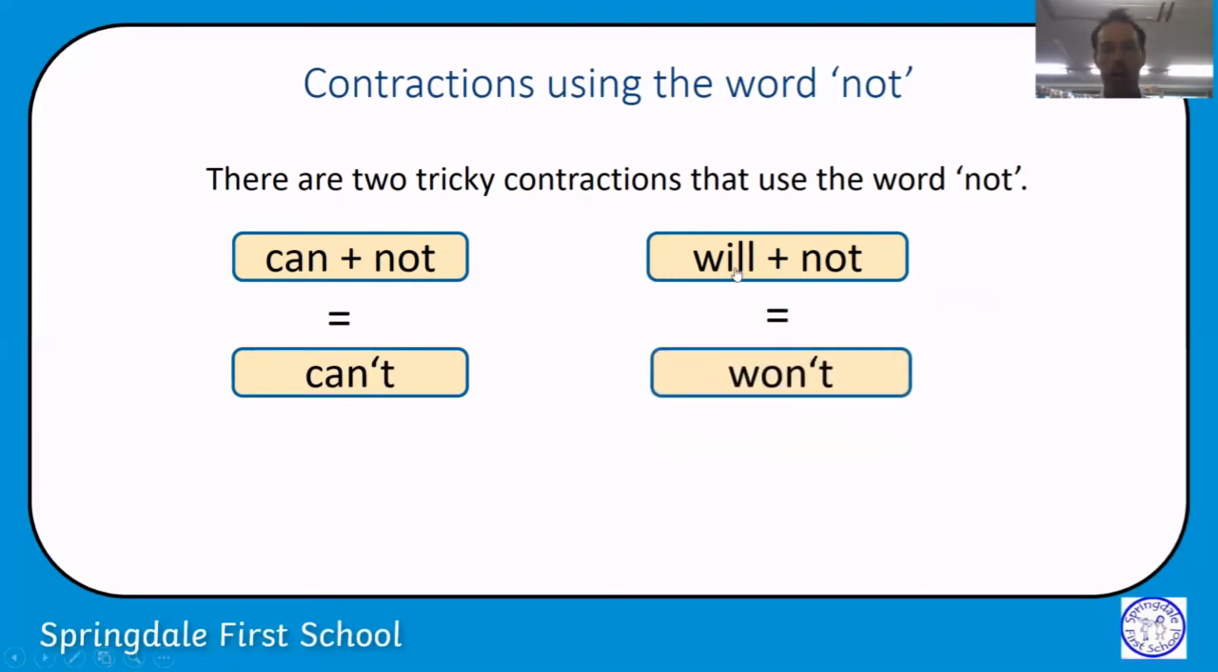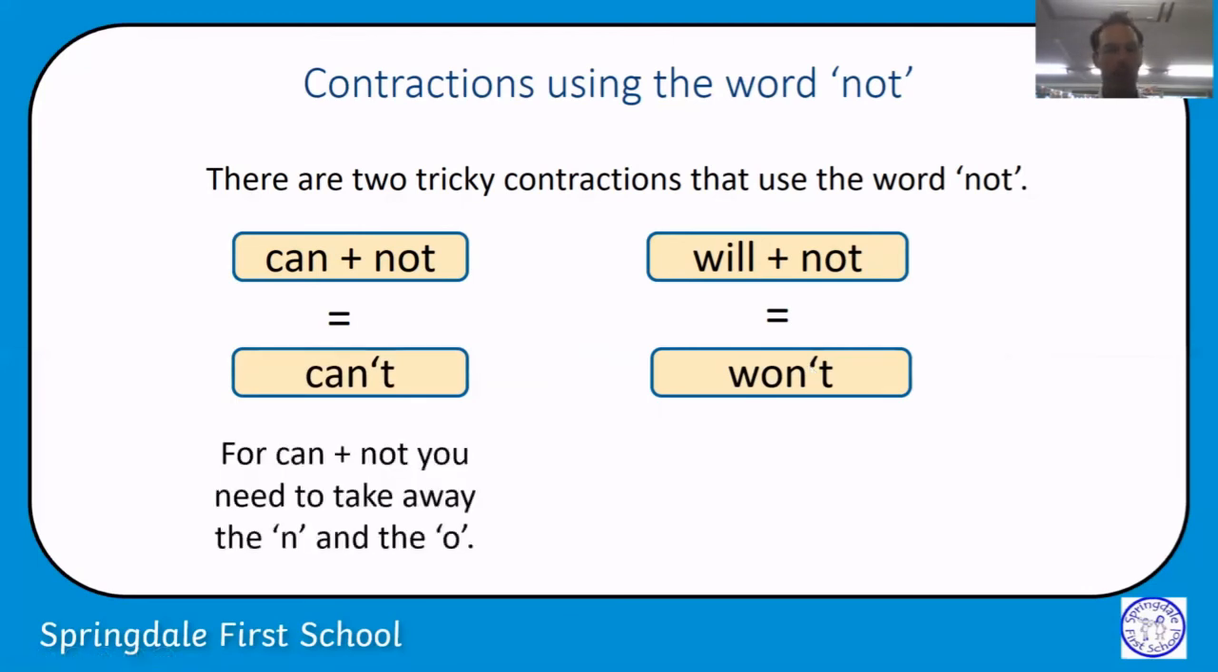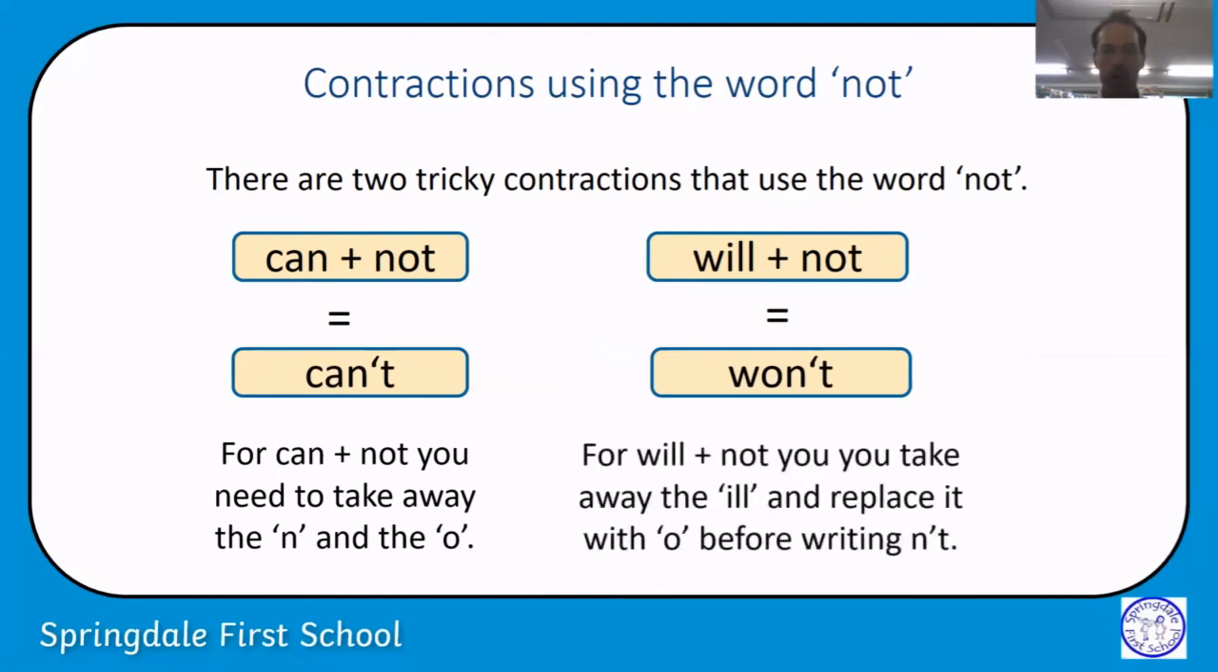I remove the I and the L, and then my O comes in the middle here, and I still have an apostrophe here. It's one of those exceptions to the rule. So for can't and not, you need to take away the N and the O. But for will and not, you take away the ill and replace it with an O before writing NT. It's very confusing. Okay, you've worked really well, boys and girls.